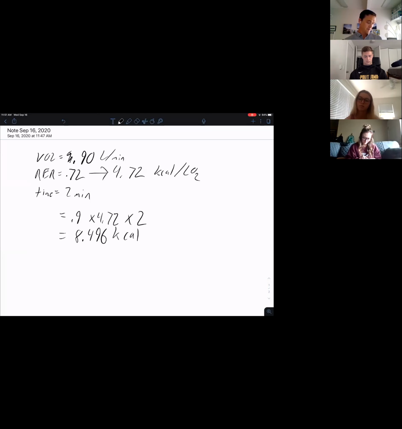The way that would be done is we just don't do the time part, right? That's all we need to do. Let's look at our units. If we have 0.9 liters per minute times 4.72 kcals per liter of O2, those are still going to cancel because of the liters. Now we've got a minute on the bottom and a calorie on the top. So if we want to know kcals per minute, then we just don't multiply it by the minutes.